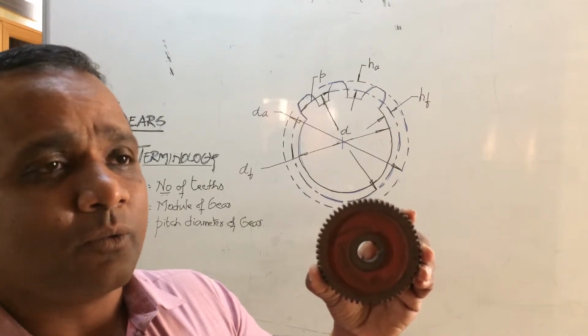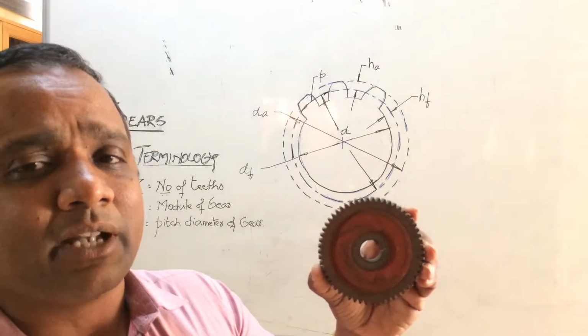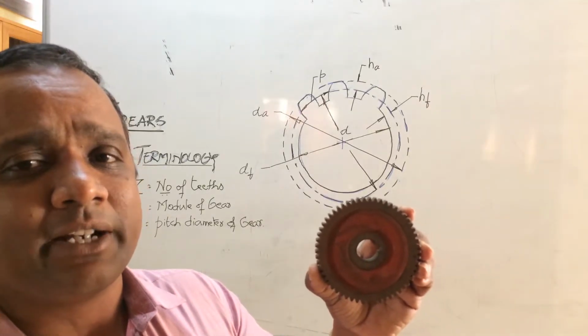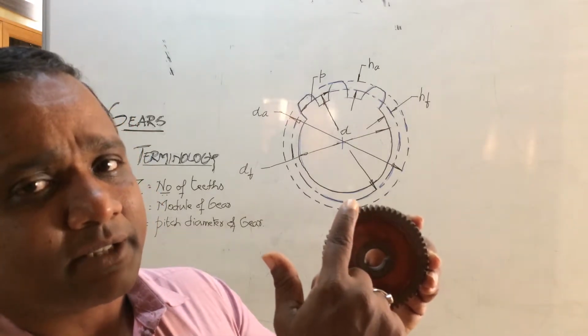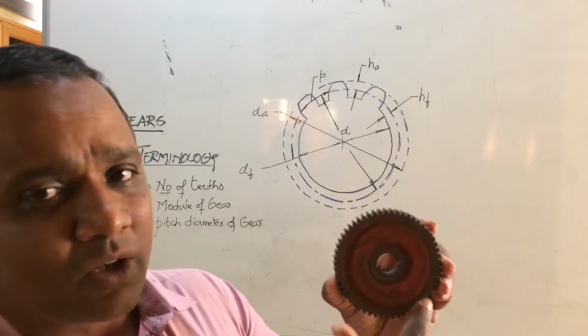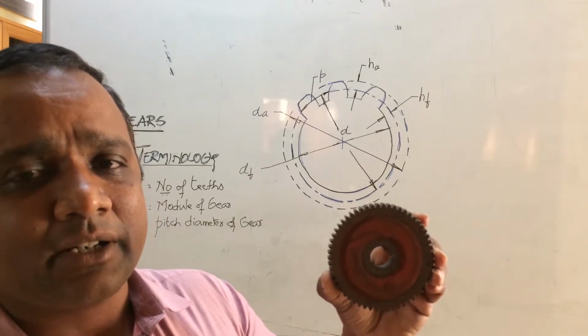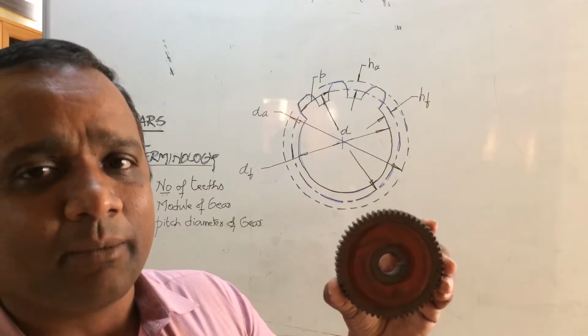Respectively, for the addendum circle, it will be the addendum diameter, and for the dedendum circle, it will be the dedendum diameter. In between the addendum circle and the dedendum circle, if I imagine one more circle being drawn across, that is called the pitch diameter, the pitch circle diameter.